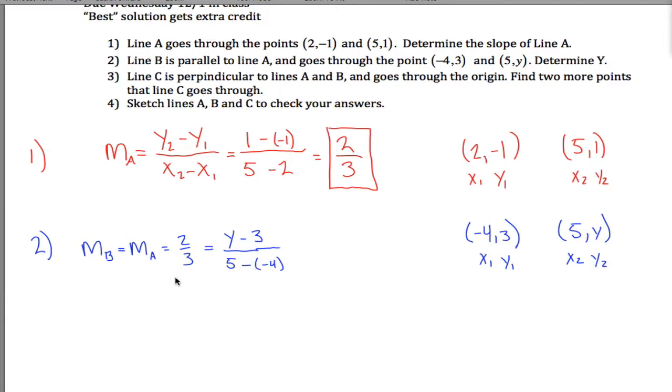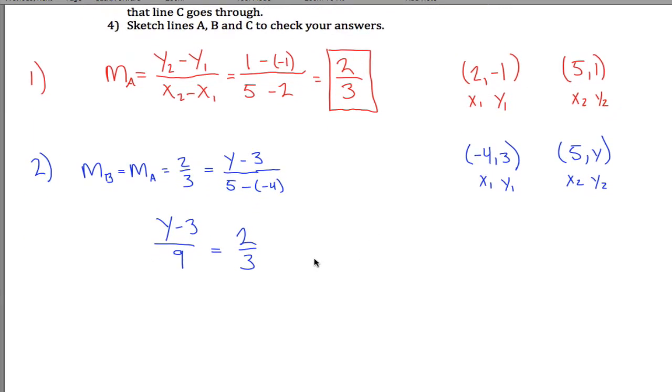So really what I have is an equation here. Maybe I'll rewrite it: y minus 3 divided by 5 minus -4, which is 9, is equal to 2/3. And so what I want to do is solve this linear equation. There are a couple of different ways you can solve it. One way would be to multiply both sides of the equation by 9 to clear the denominators. Multiply this side by 9, and this side by 9, really 9 over 1. Maybe that'll be easier for people to see.